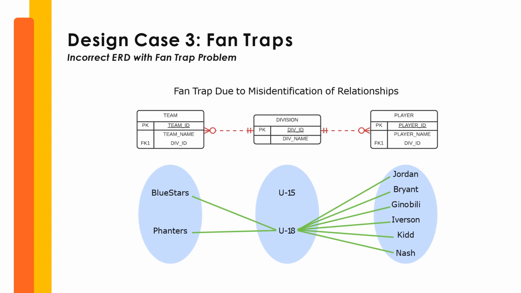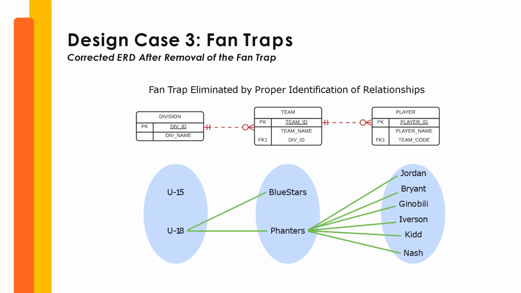The correct way to express this is by following the next slide. So instead of expressing division having a one-to-many relationship with the players, it makes sense that the division only has a one-to-many relationship with the team, and the team is the one that has a one-to-many relationship with the players.